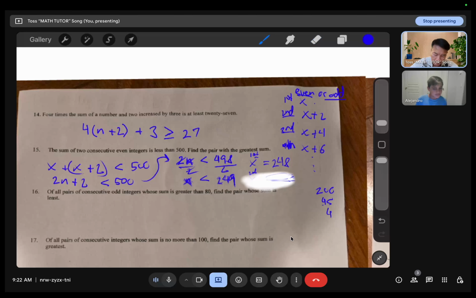So it's going to be x plus 2, which is going to be 248 plus 2. If you want to show that, it's going to equal 250. So these are your two numbers. And you want to check it, you're fine. You can add them. You know it's going to be less than 500, right? That's the proof.